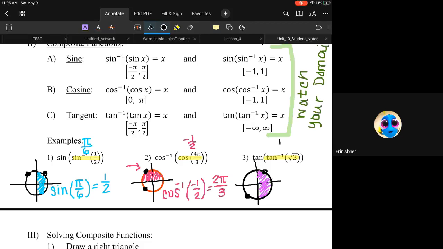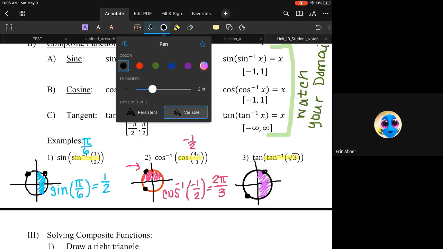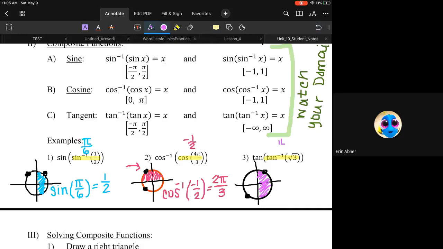So this turns into pi thirds. Oh, that should not be that color. It should be purple. So pi thirds is what I replace that with. So I really have tangent of pi thirds, which is just going to give me the square root of 3.